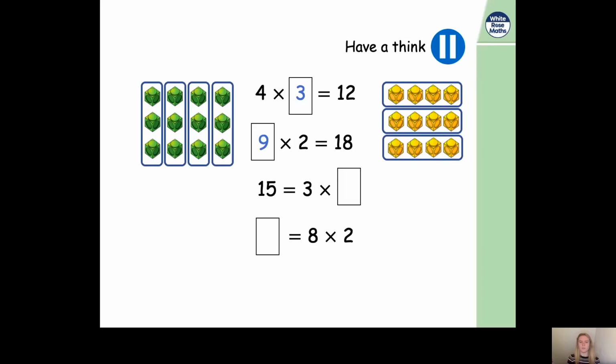Now, 15 equals 3 multiplied by something. Now, we need 3 groups. How many are going to be in each group? Did you work it out? Yes, that's right. It's 5 in each group, isn't it? Now, last one, we need to find the hole. So we need 8 groups of 2. 8 multiplied by 2. What was the answer? Yes, that's right. It was 16, wasn't it?